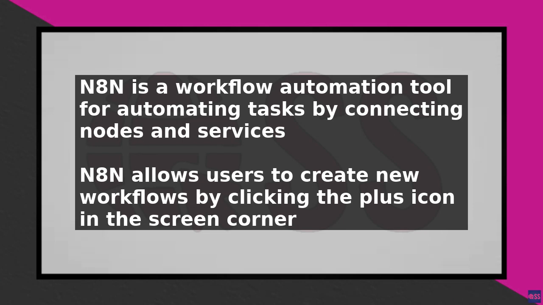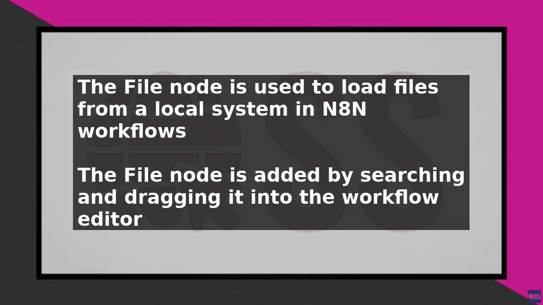The first step is to add a node that can load files from a local system. N8N provides a built-in node called the file node that can be used for this purpose. To add the file node, click on the node menu on the left side of the screen. Search for File, and drag and drop the file node into the workflow editor.